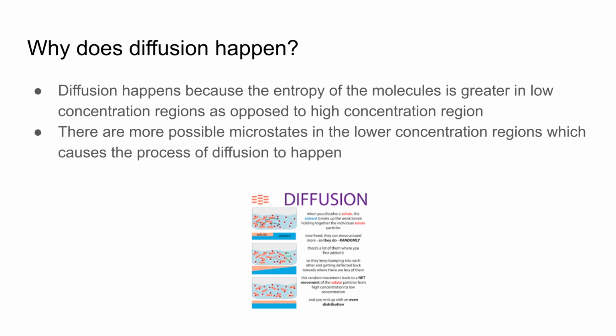Why does diffusion happen? Diffusion happens because the entropy of the molecules is greater in low concentration regions as opposed to high concentration regions. There are more possible microstates in the lower concentration regions, which causes the process of diffusion to happen. The image below shows the scientific reasoning for diffusion.